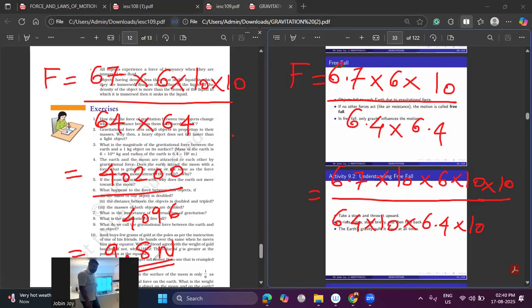So the answer is force is equal to 9.8 Newton, right? And the unit of this gravitational force is Newton, and the force is 9.8.